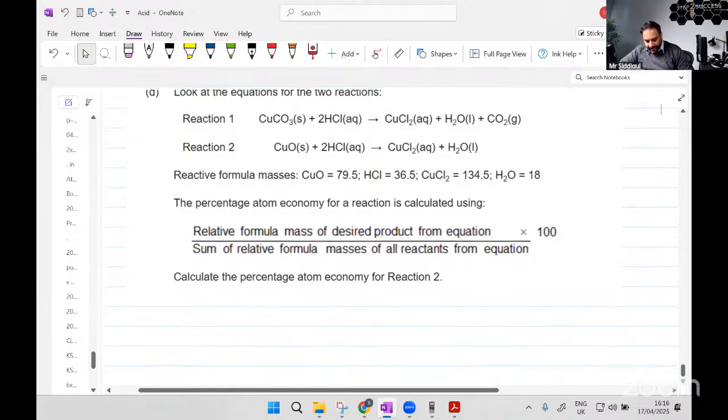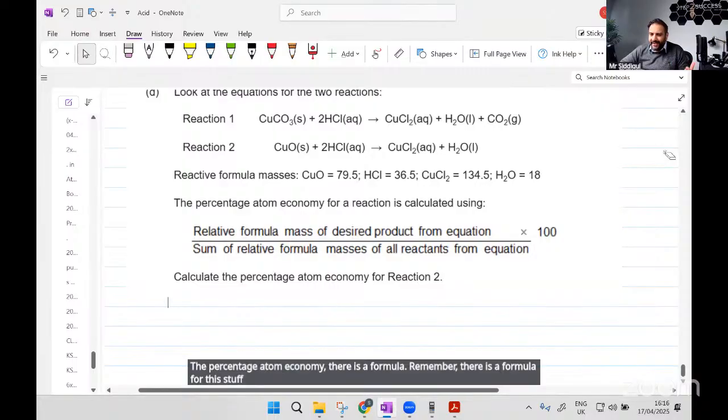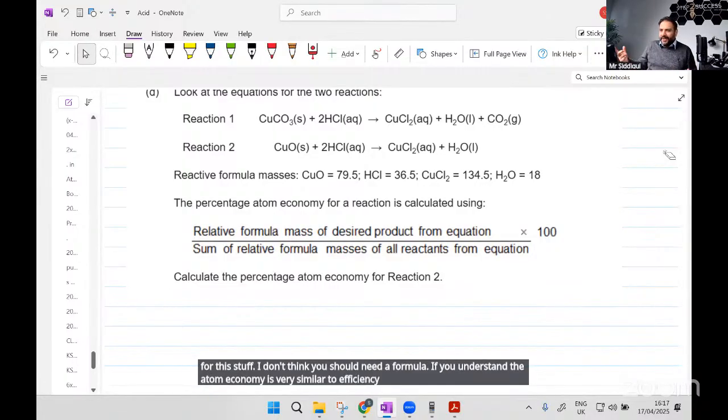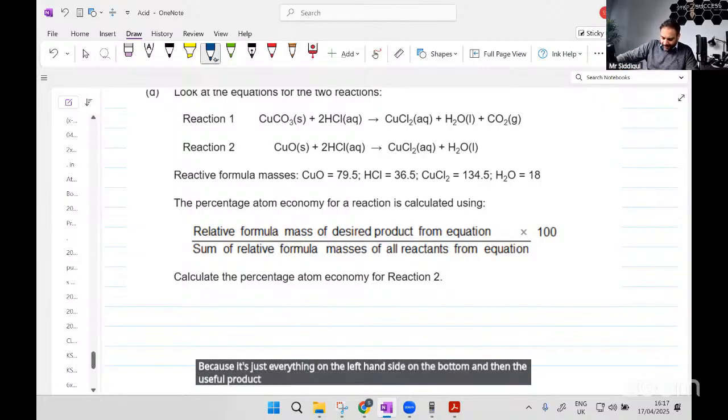The percentage atom economy, there is a formula. Remember, there is a formula for this stuff. I don't think you should need a formula. If you understand that atom economy is very similar to efficiency, I don't think you really need to think of it in terms of an equation because it's just everything on the left-hand side on the bottom and then the useful product on the right-hand side.